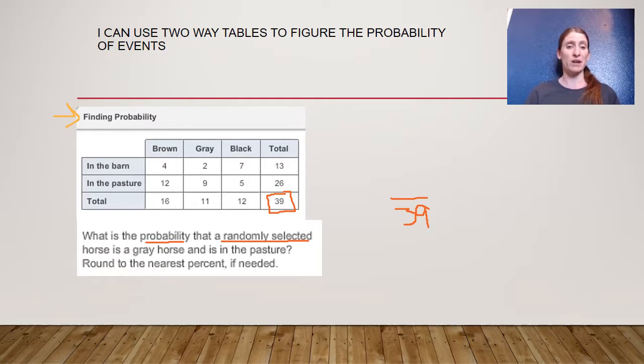Now to find my numerator, I want a gray horse that is in the pasture. So now I'm going to go to the column that has gray, and I'm going to find the one that's in the pasture. And so that makes 9. That becomes my numerator. And now that I have my denominator and my numerator, I'm going to go ahead and divide those and make it a percent because I want it written as a percent. So 9 divided by 39 gives me 0.2307.